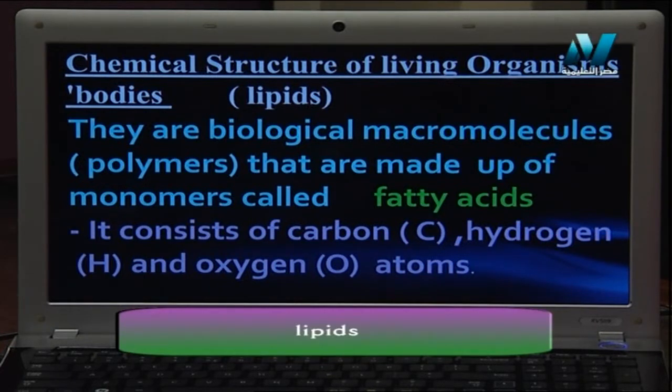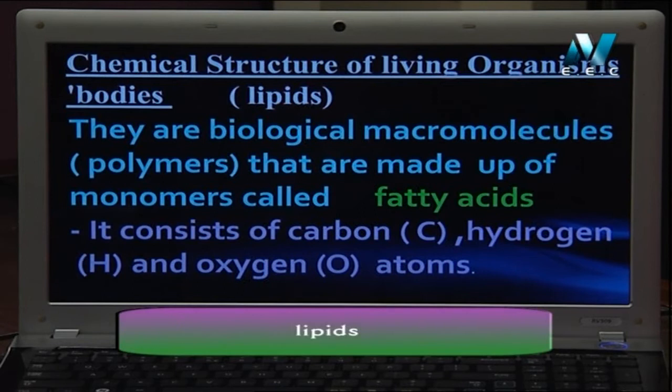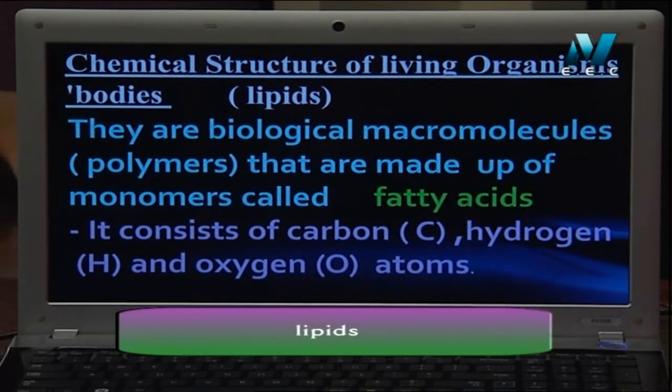يبقى النهارده هنتكلم على الليبيدز. الليبيدز دي من ضمن البيولوجيكال macromolecules. We studied before the biological macromolecules mean polymers. The monomer of this lipid, we call it fatty acid. It consists of carbon, hydrogen, and oxygen in their structure.